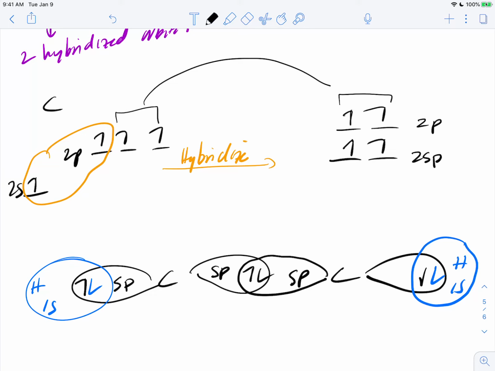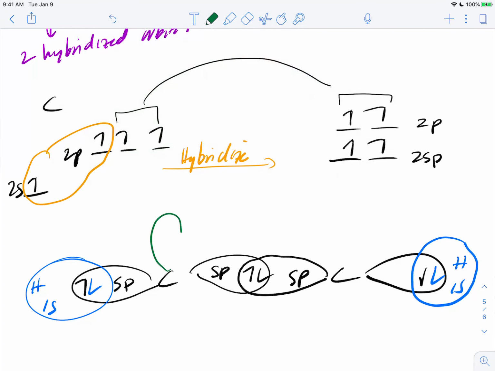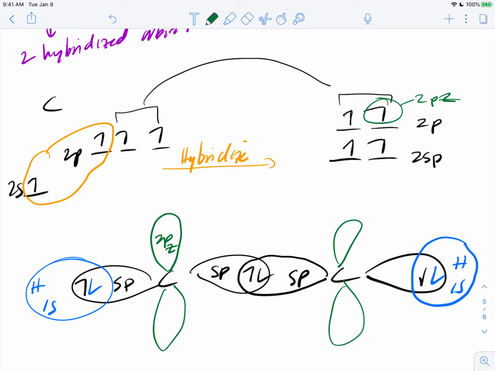Okay, so that's better. So if we look at the bonding of our carbons, we can then look at this one in green, and this is our 2p. It's called 2pz because it's coming up, and that's going to make our first pi bond.